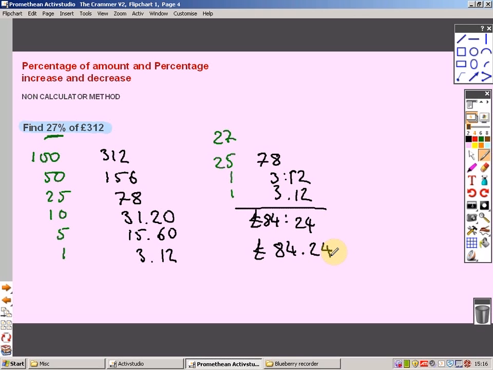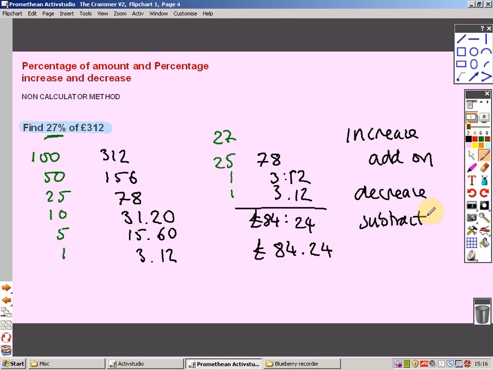Question done. If I was going to increase by 27%, I would add that on to the original amount. If it was a decrease, I would of course be subtracting it or taking it off from the original amount.